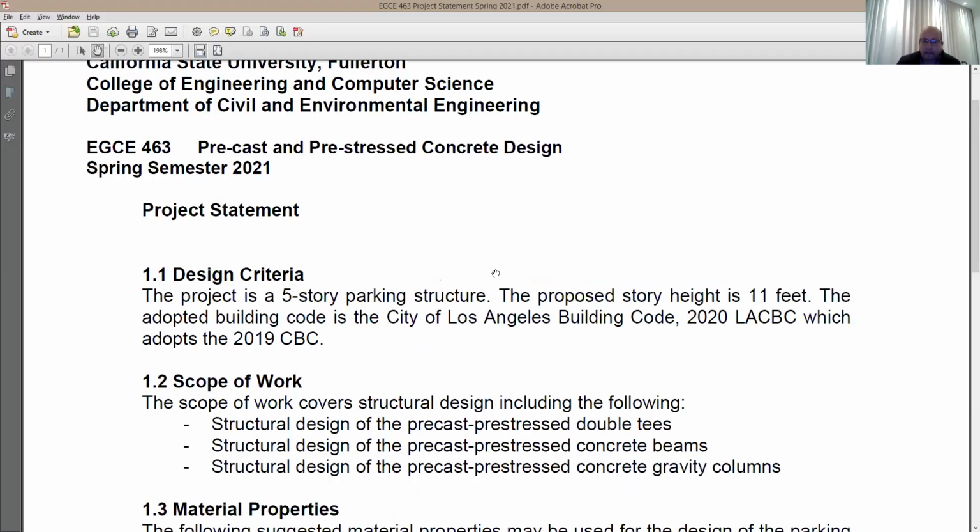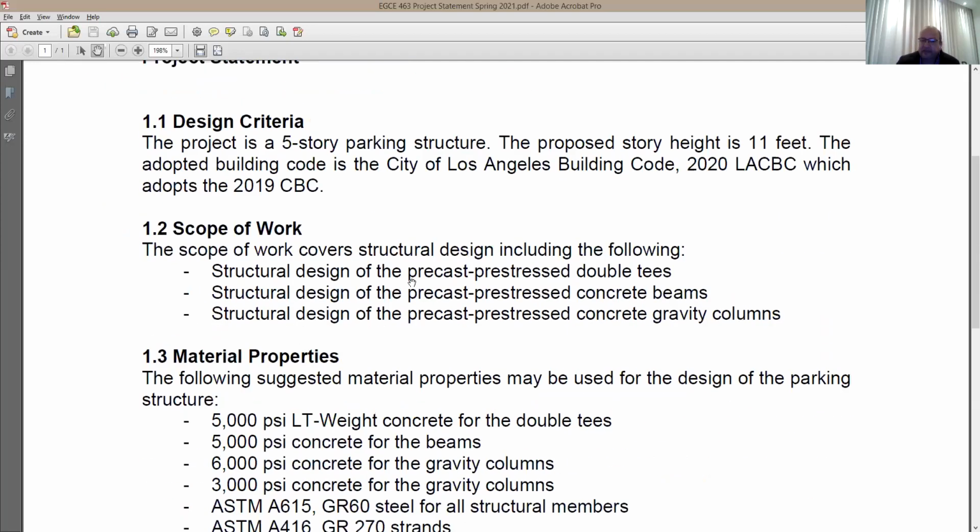Here's the project statement. You have a 5-story parking structure. The story height is about 11 feet. This is built in the city of LA, and this will be the adopted code, which is based on the CBC 2019. What we're going to be doing is designing the double T's, the beams, and the columns.